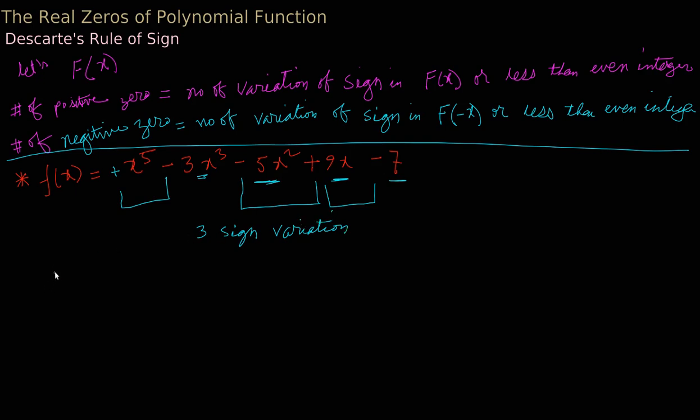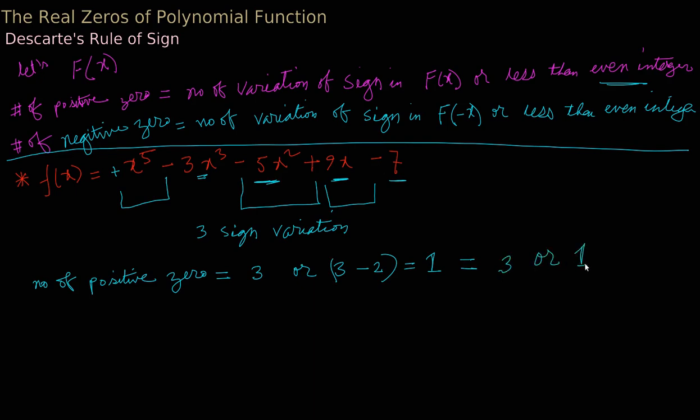So the number of positive real zeros is going to be 3, or 3 minus an even integer. What is 3 minus 2? It is 1. So the possible number of positive real zeros is 3 or 1.